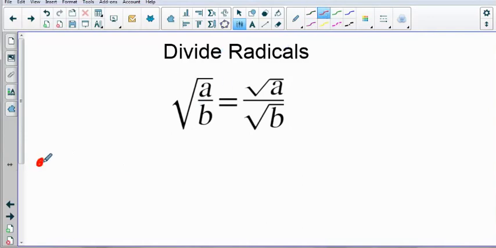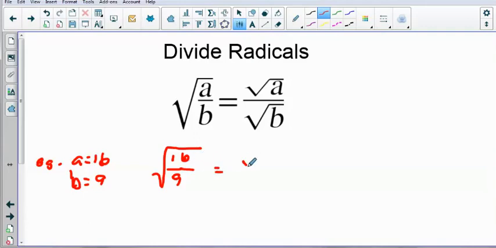So, for example, let's let A equal 16 and B would equal 9. That's this A and this B up here. Okay, that means that the square root of 16 divided by the square root of 9, or the square root of 16 over 9, is the same thing as the square root of A over the square root of B. Square root of the first number over the square root of the second number, which of course, as you know, can be simplified to the square root of 16 is 4 and the square root of 9 is 3. So that would be the answer to that one.